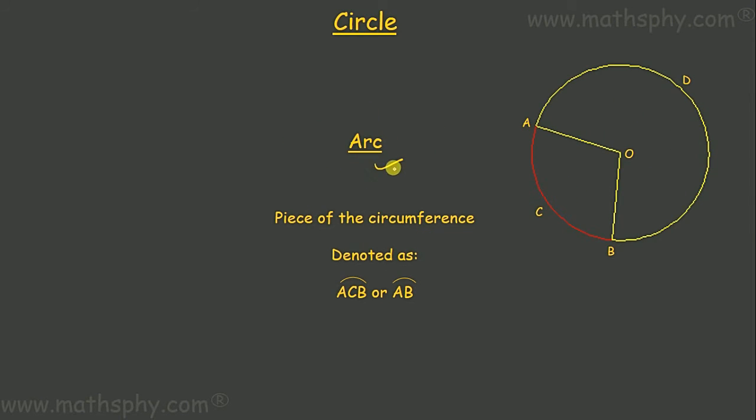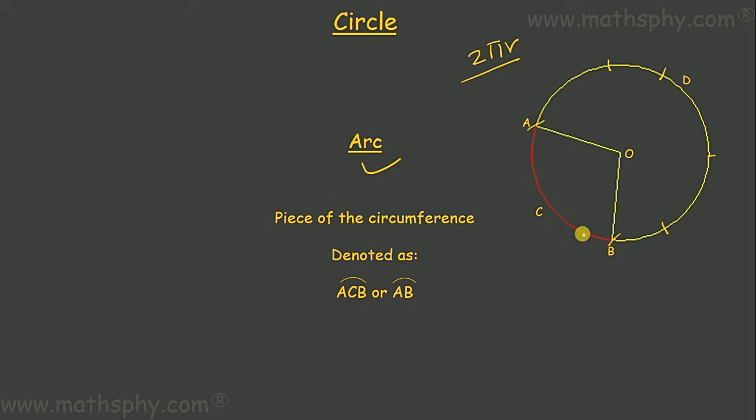Arc, a very important component of a circle. A piece of the circumference. We already know what the circumference is, the boundary or the perimeter of the circle, and the formula for the circumference is 2 pi r. But this gives us the length of the complete perimeter. Suppose we are not interested in the complete circumference, we are talking about a piece from the circumference, this piece here, the red piece here, or this piece here, or this piece here. So any piece from the circumference is called an arc.